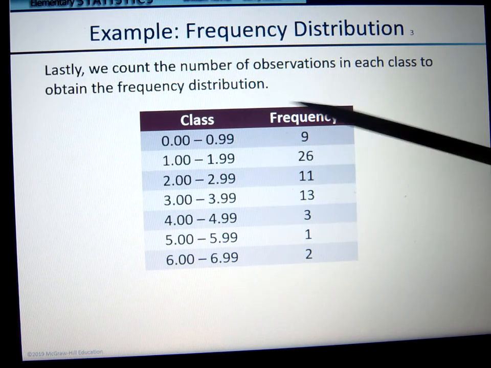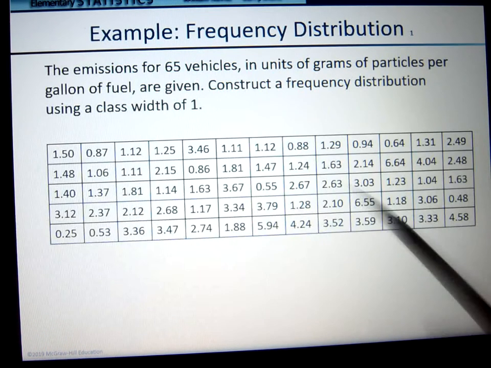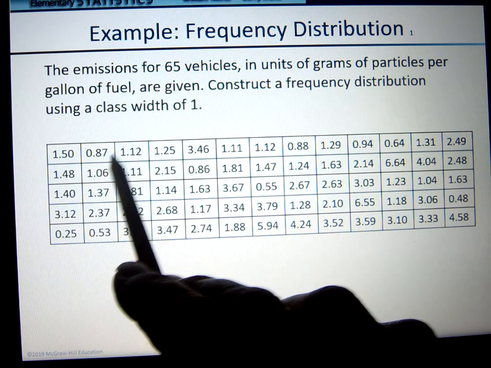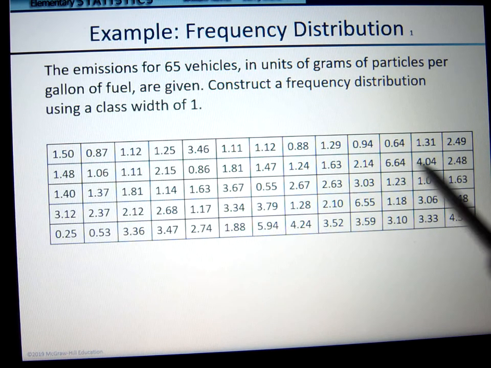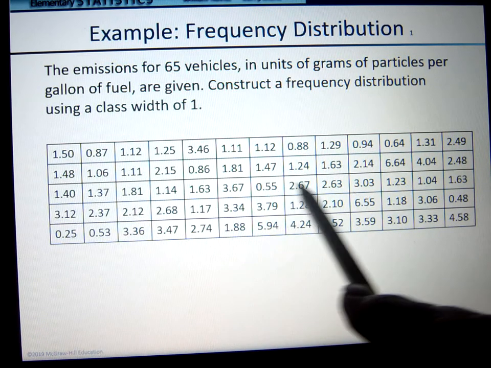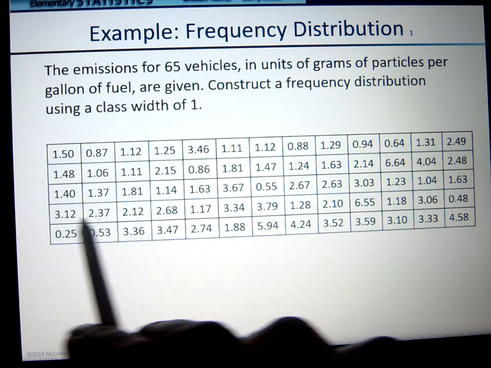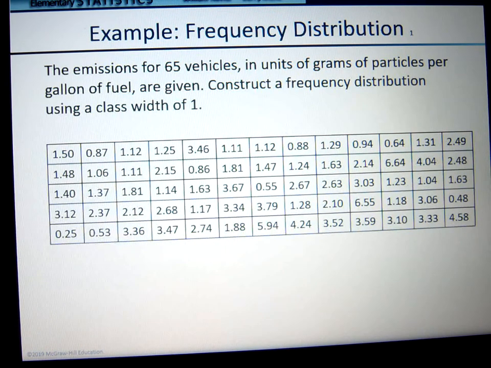All right. Now we're going to go through and take a look at this chart, and we're going to count how many that we have in each one of those classes. So let's first take a look between 0 and 0.99. So here's 1, 2, 3, 4, 5, 6, 7, 8, 9. Okay, so I counted 9.